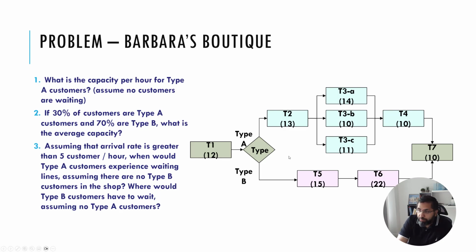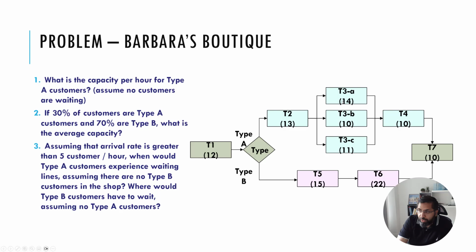Okay, so for type A customers, we need to find the bottleneck. Now, usually we found the bottleneck by comparing the cycle times, and we said the longest cycle time is the slowest process step, and so that is the bottleneck, right? And if you look at 12, 13, 14, the longest cycle time is T3A, okay? But T3A is just step T3, so is step T3 the bottleneck or not?